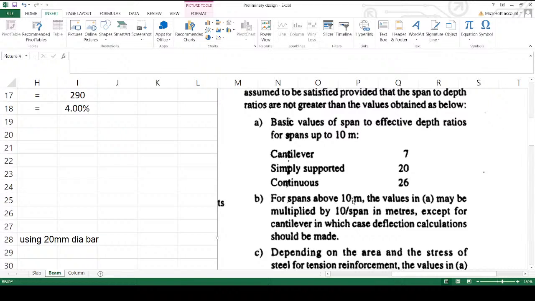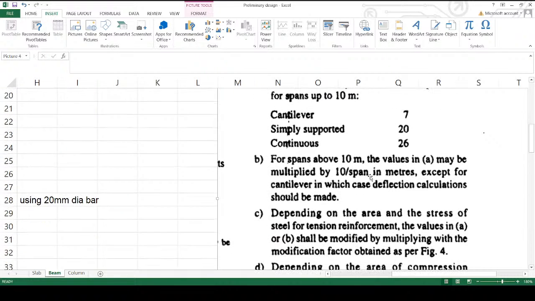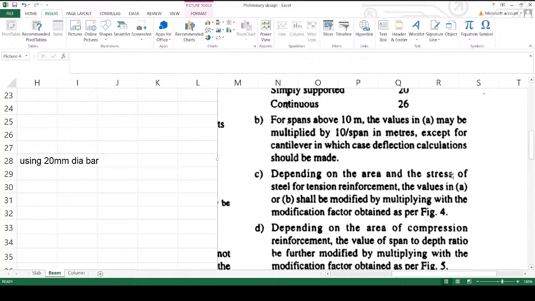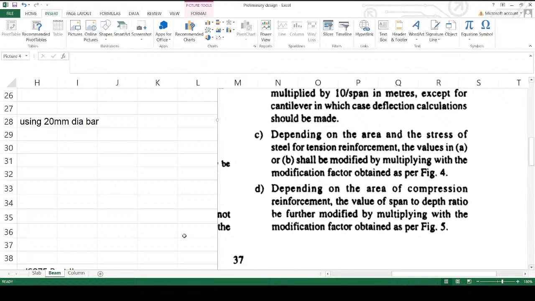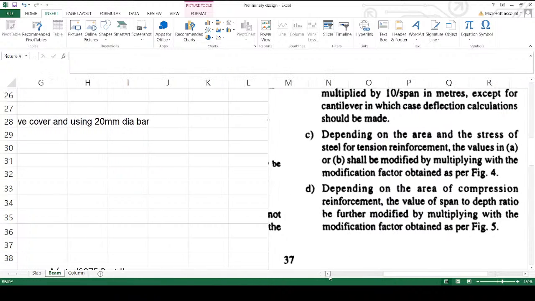Okay, and beta. Beta is for spans above 10 meters, where the value may be multiplied by 10 divided by the span in meters, except for the cantilever. In this case, the deflection criteria should be met. Here our span is less than 10 meters, so beta is equal to 1. And depending on the area of steel and the tensile reinforcement, the value of alpha beta should be modified and multiplied with the modification factor from figure 4.